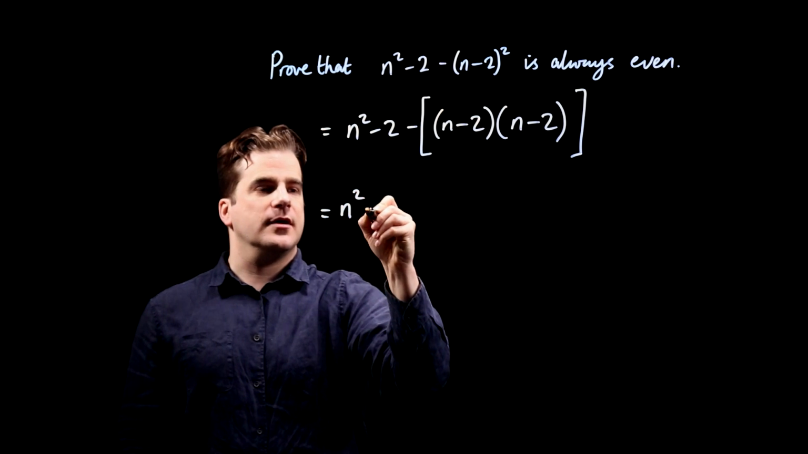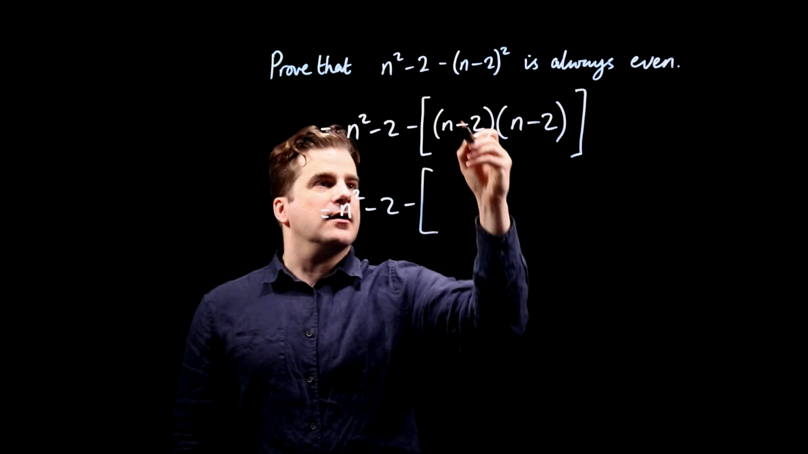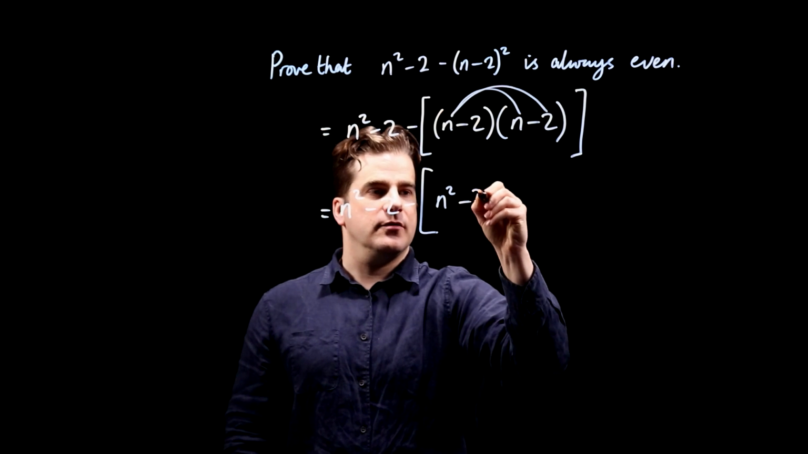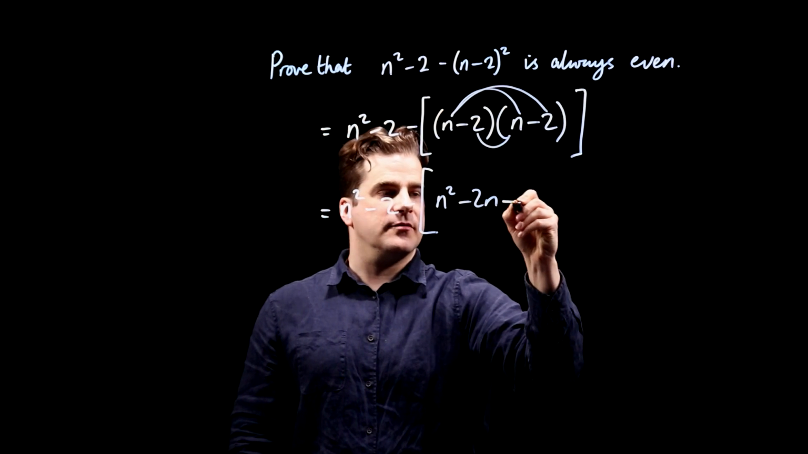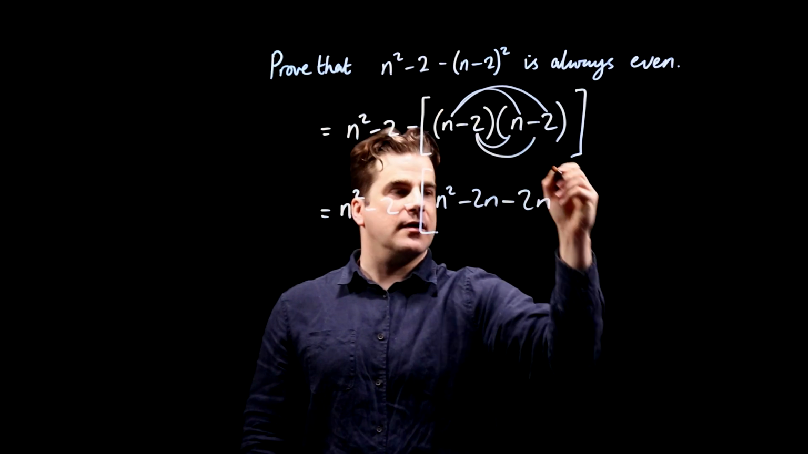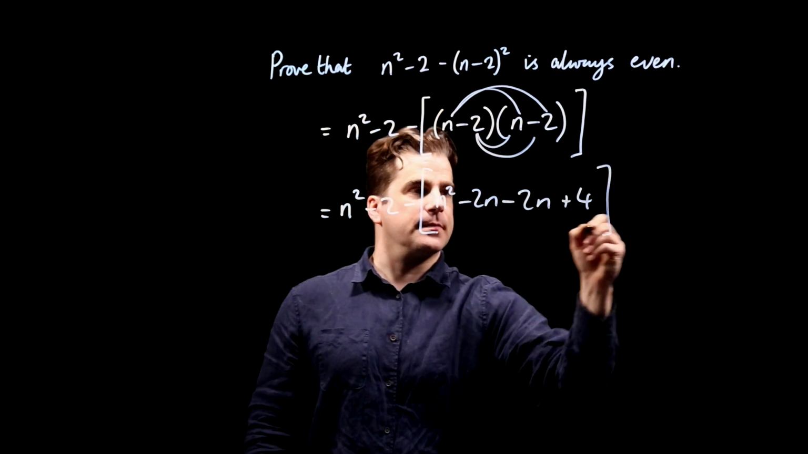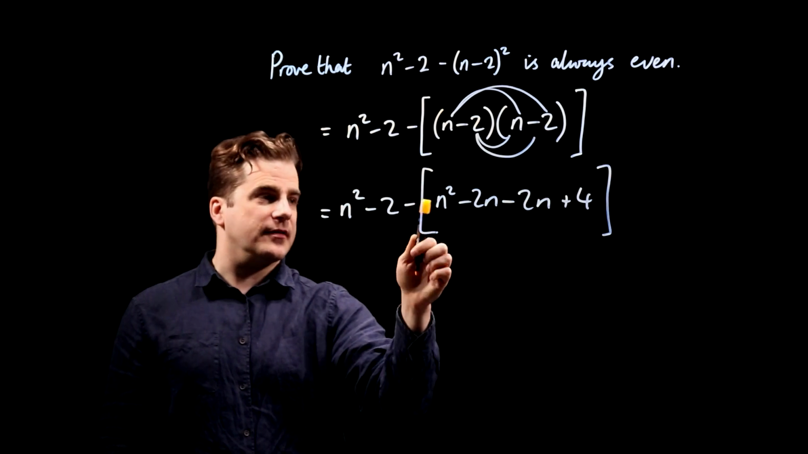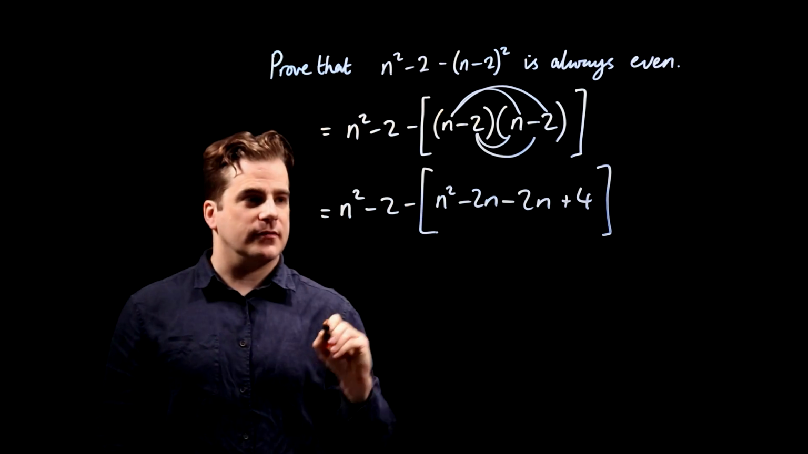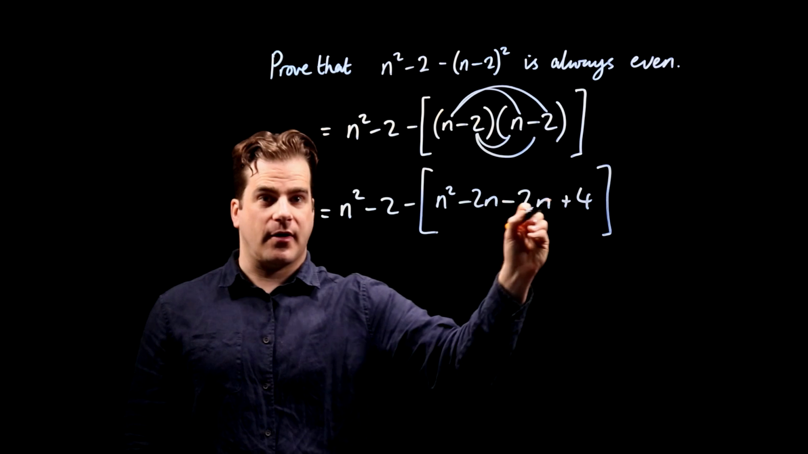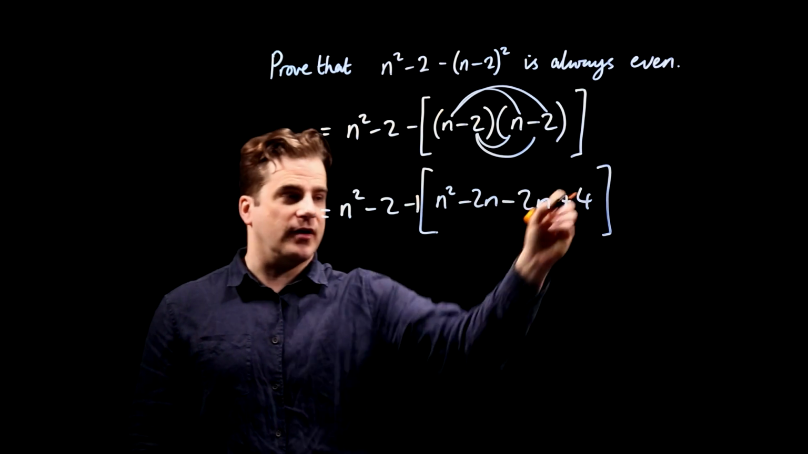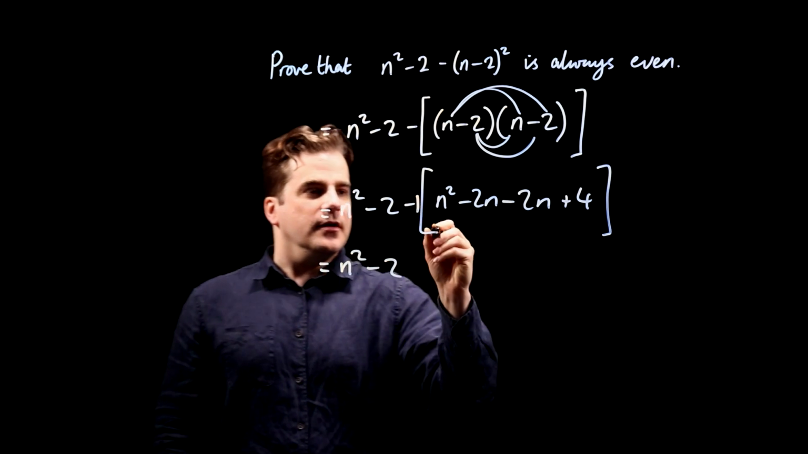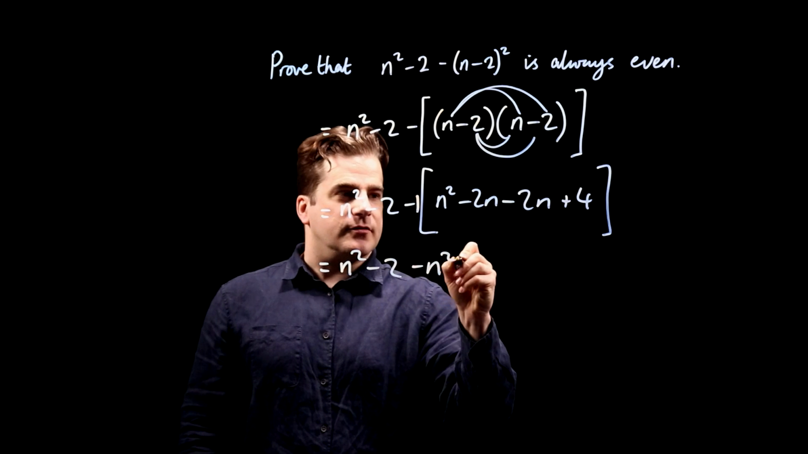So that becomes n squared minus 2 minus, okay, n times n is n squared, n times minus 2 is minus 2n, minus 2 times n is minus 2n, minus 2 times minus 2 is plus 4. And now we can get rid of the big square brackets by multiplying through by, there's an invisible 1 there, minus and then a bracket means it's the same as minus 1 times the whole bracket. So that becomes n squared minus 2, minus 1 times n squared is minus n squared.